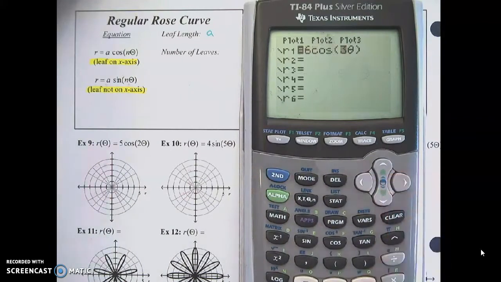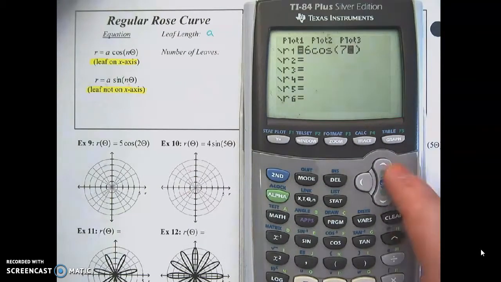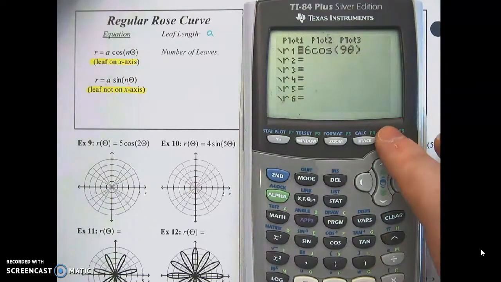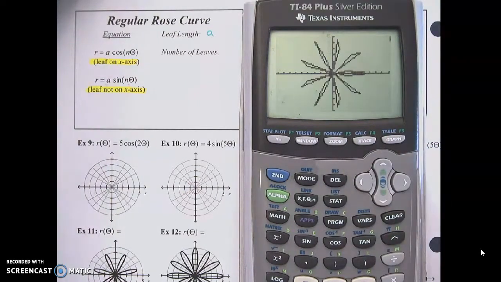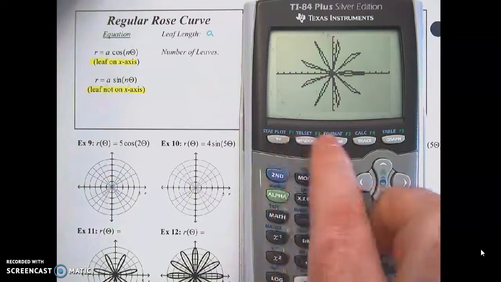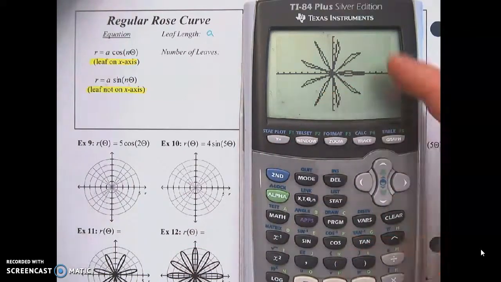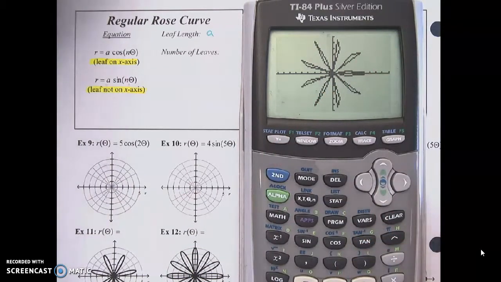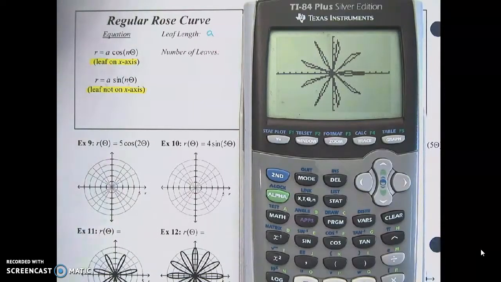Let's go to 7. Okay, let's go to 9, so it'll really take a while. So up in the corner, see how it's thinking? And it keeps thinking even after the graph has already been drawn. So now the more leaves you make, the less accurate your calculator is going to get. Now if you do this on Desmos, it draws it perfect every single time.